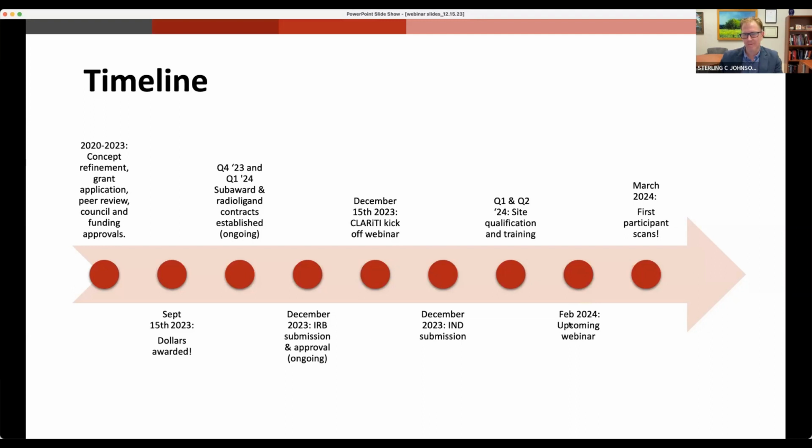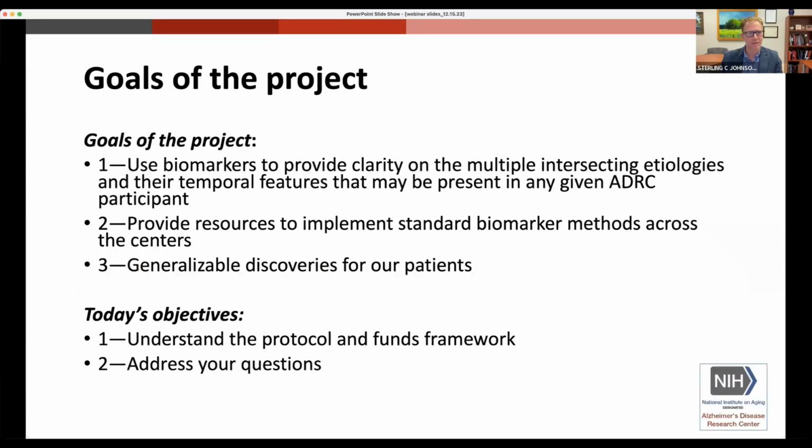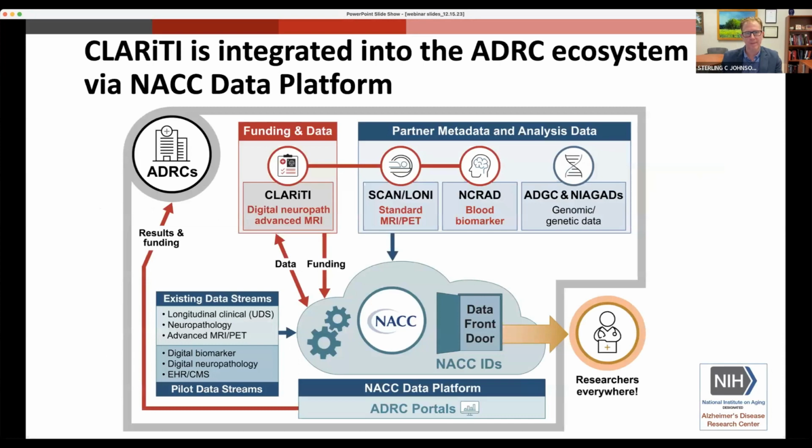We'll do another one of these webinars in February, and hopefully by March, we'll be able to scan our first patients into this project. The goals of this, as you all know, are to use biomarkers to provide some clarity on the multiple intersecting etiologies that may be affecting our patients and the temporal features of those etiologies. Doing all this, we want to provide resources to implement standard imaging across the center program and make generalizable discoveries through diversity and inclusion in this project. And as Beth mentioned, our goal today is to help you understand a little bit more the protocol and the funds framework and address your questions and get your feedback on where we'll go from here.